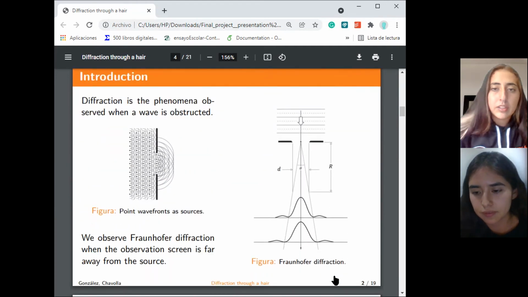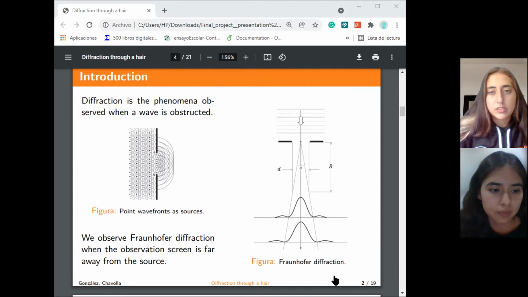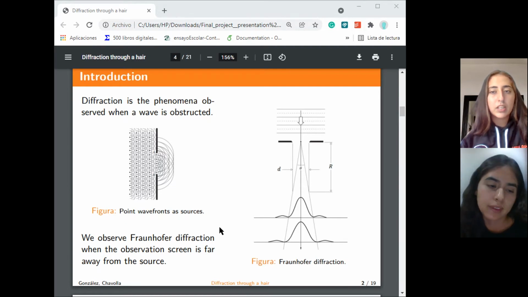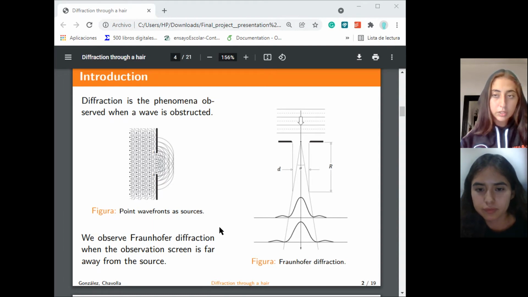To start with the introduction, we must first define diffraction. Diffraction is the process of light bending around an obstacle or spreading out after it moves through a small space. To understand this phenomenon better, we can study Huygens-Fresnel principle, which states that each point of a wavefront is a source of secondary waves, and the amplitude of the resultant field at some point can be obtained by analyzing the superposition of waves, as we can see in the first figure.